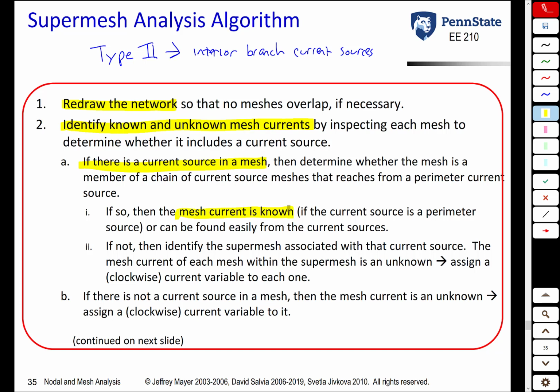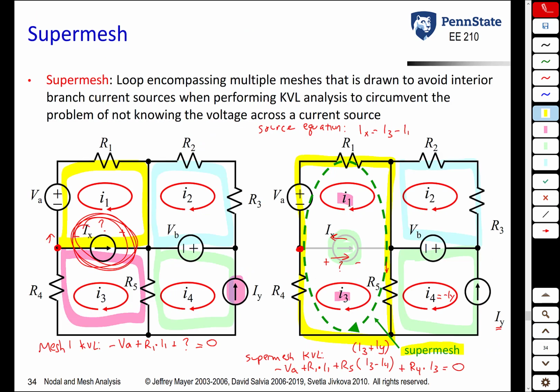If you have an interior branch current source, then you have to have a super mesh, and you're not going to know the specific mesh currents. Instead, you have the two variables. Once again, on this example here, you have two different mesh variables when you have a super mesh.